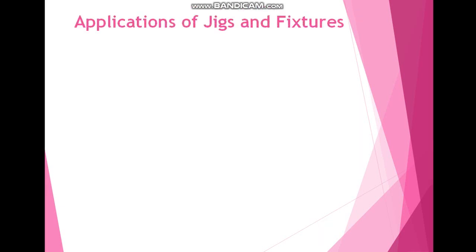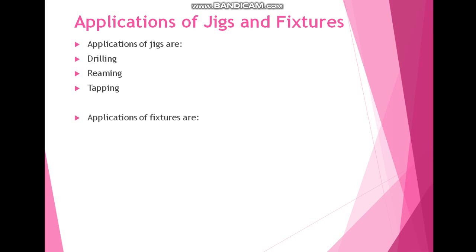So these are some design principles of jig and fixture. Next we will see the applications of jig and fixture. So here first of all we will see the applications of jig. First application of jig is drilling, second one it is used in reaming, and third one it is used in tapping. Basically jigs are used in drilling, reaming and tapping applications, and fixtures are used in milling operation, grinding application, planing application, turning application. So these are some applications of fixture. Along with this, fixture is also used in shaping application.